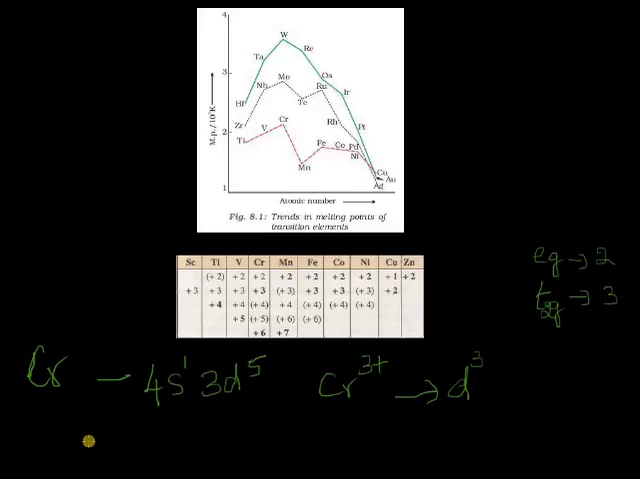For Mn, the two oxidation states are +2 and +7, which are given in bold letters. The +2 state arises when Mn loses its 4s electrons. See, in MnCl2, MnSO4, in these salts, it is exhibiting an oxidation state of +2. And in KMnO4, manganese is exhibiting an oxidation state of +7.